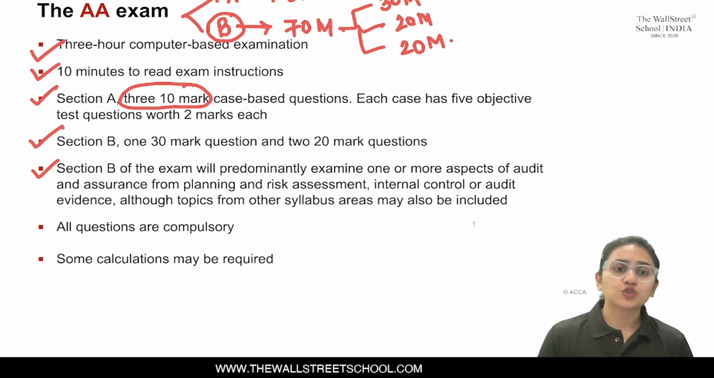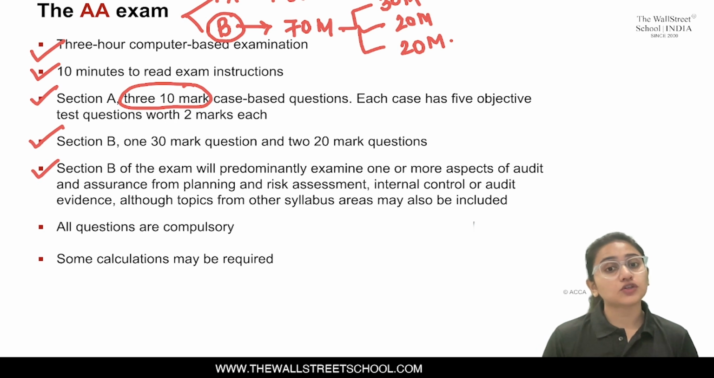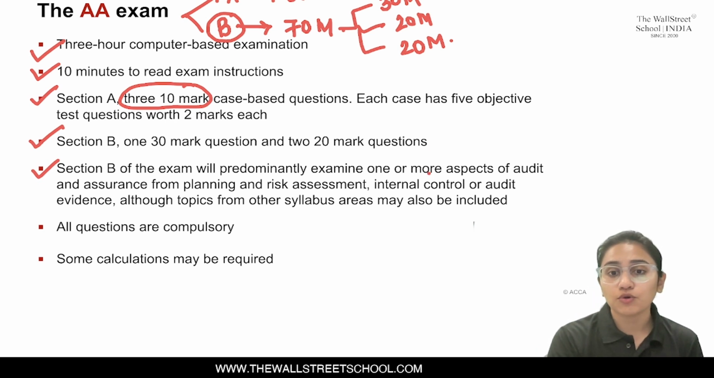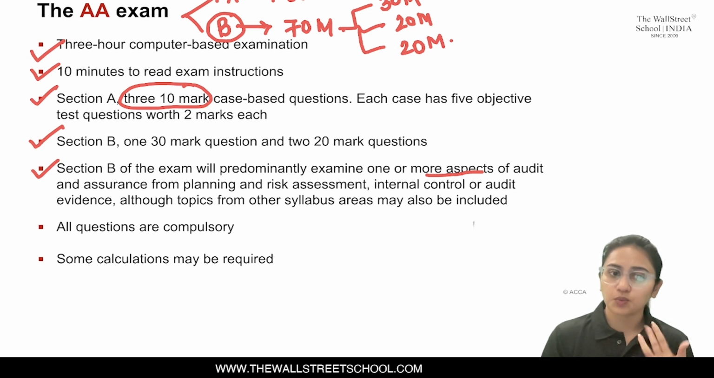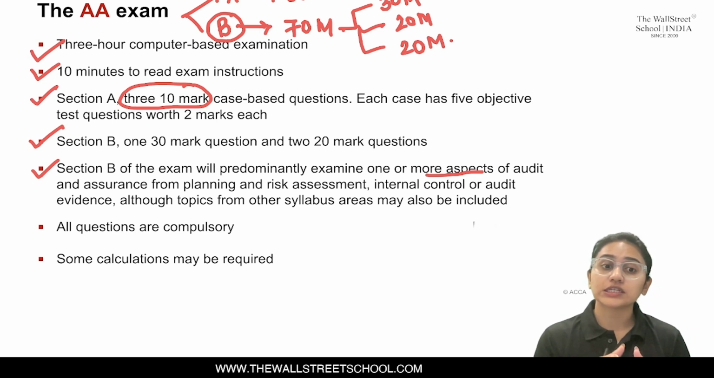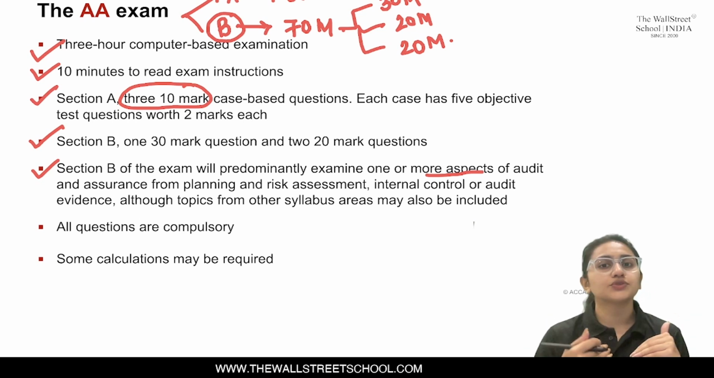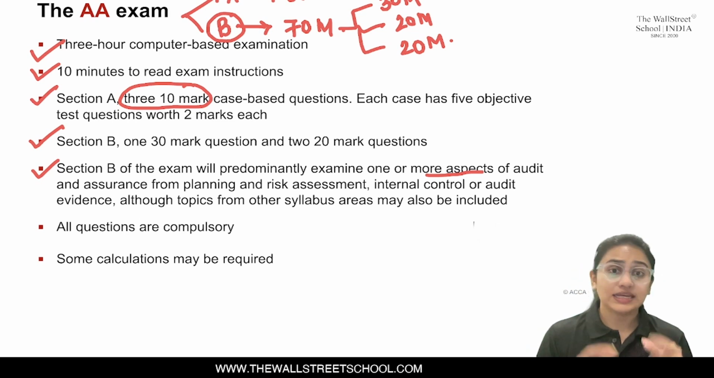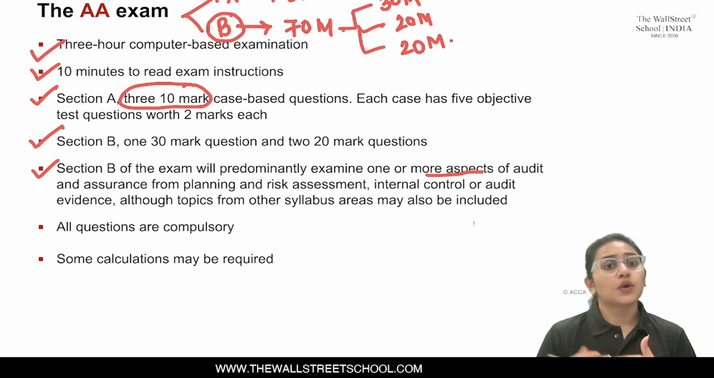Section B of the exam will predominantly examine one or more aspects of audit and assurance. So, one question can be from the planning and risk assessment section, right? One will be from internal control or audit evidence. Although topics from other syllabus areas may be included, over the years we have seen a pattern in section B. And what is that pattern and how to tackle it? We are going to see as we proceed with the syllabus and when we are doing the revision.